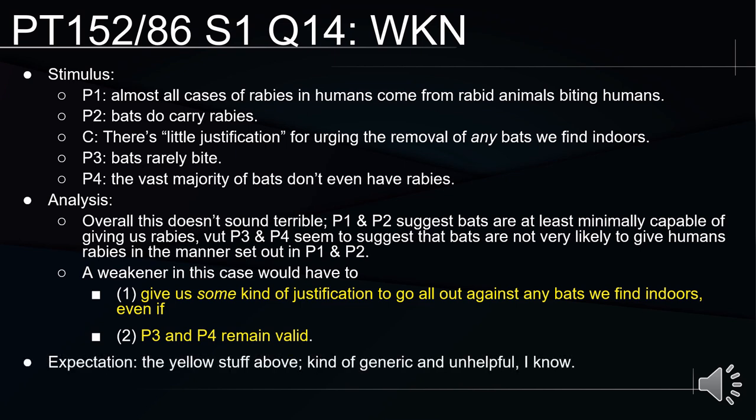So the expectation that I want to lay out is basically just the yellow stuff that I highlighted above. And again, I admit that it's kind of generic and kind of unhelpful. I know that. Because if you want to paraphrase my yellow stuff, it's basically like find a weakener that weakens, right? And that's really all it says. And so, yes, I do believe that having the yellow text in mind may be at least marginally helpful. I'm not going to pretend like it's some big magical thing here that solves every problem.